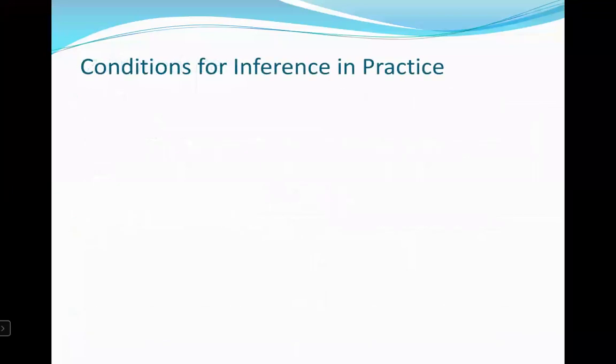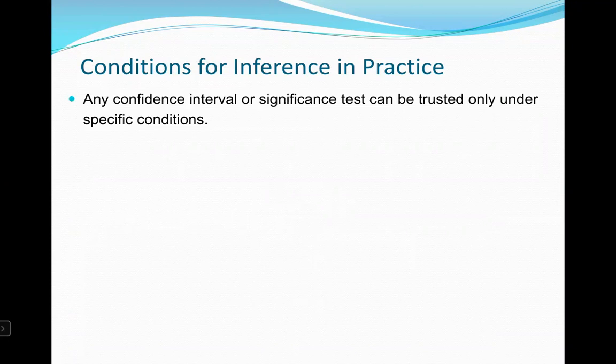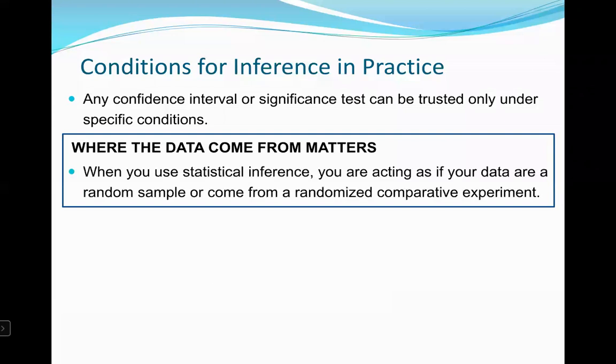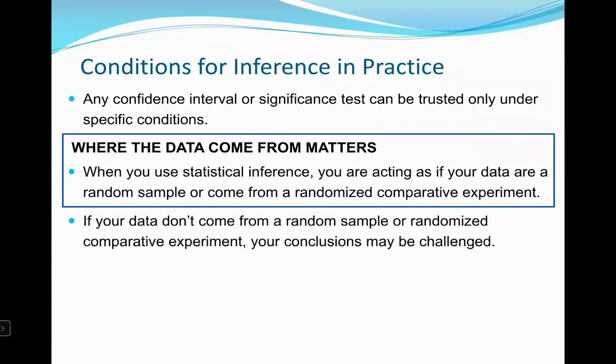Conditions for inference in practice. Any confidence interval or significance test can be trusted only under specific conditions. Where the data comes from matters. When you use statistical inference, you're acting as if your data are a random sample or come from a randomized comparative experiment. If your data don't come from a random sample or randomized comparative experiment, your conclusions may be challenged.